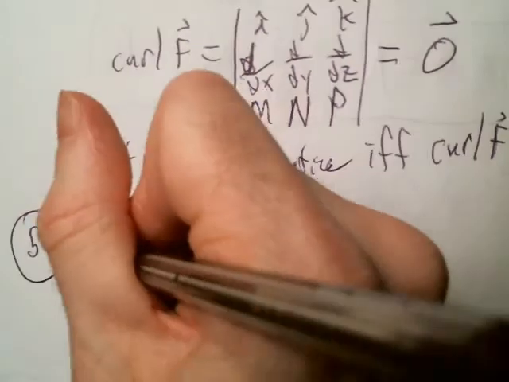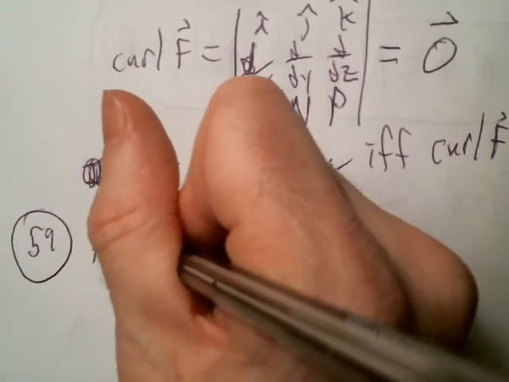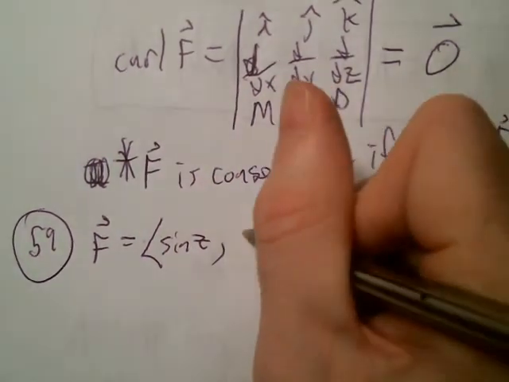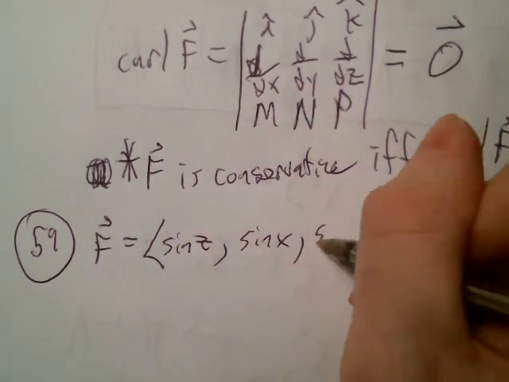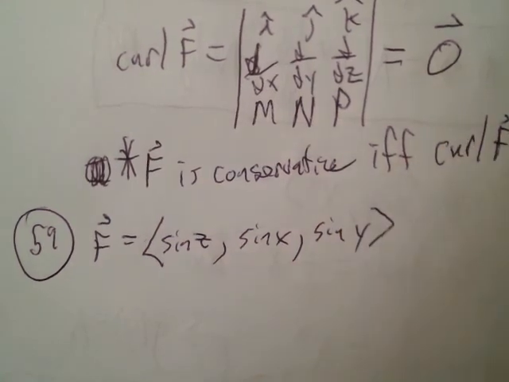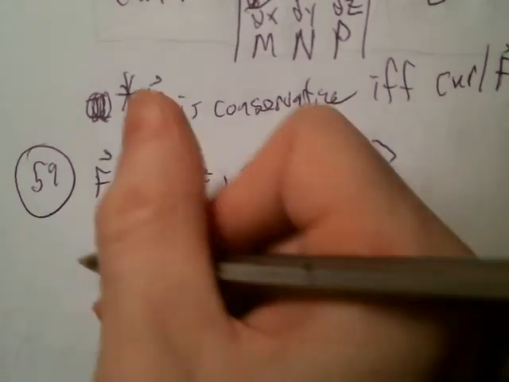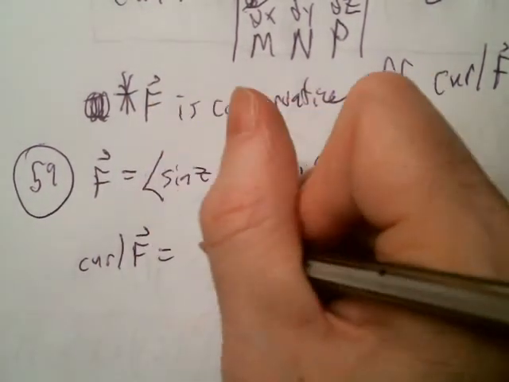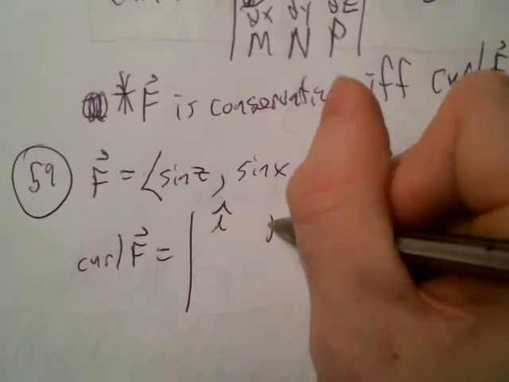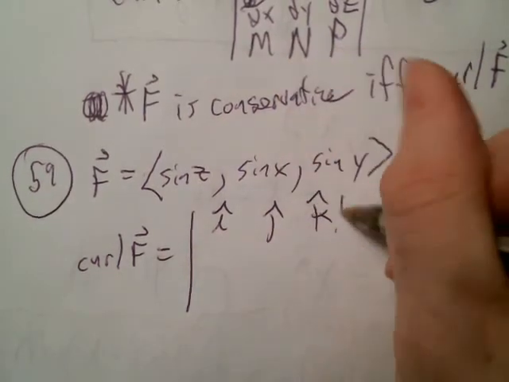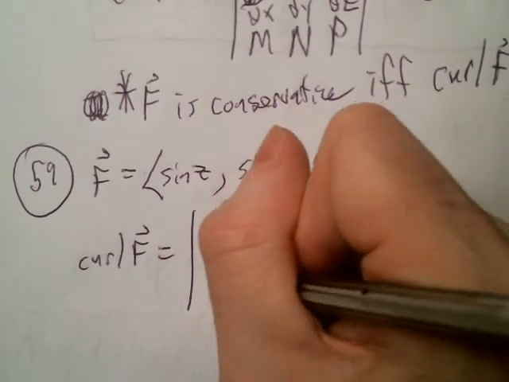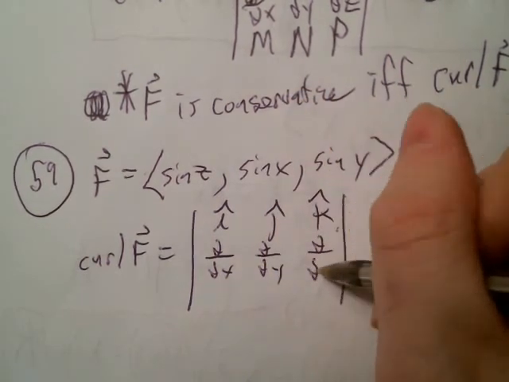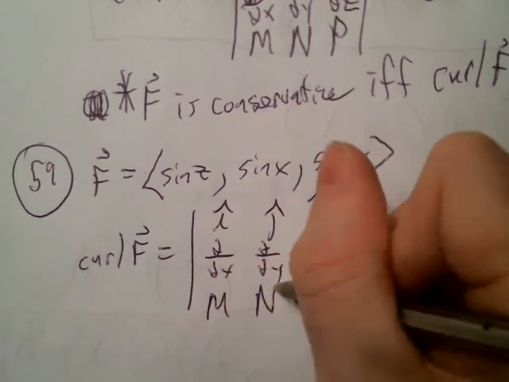They're giving us a vector field, sine z, sine x, sine y. Right, so the curl of this thing is, let me do our determinant here: partial x, partial y, partial z, and then M, N, and P.